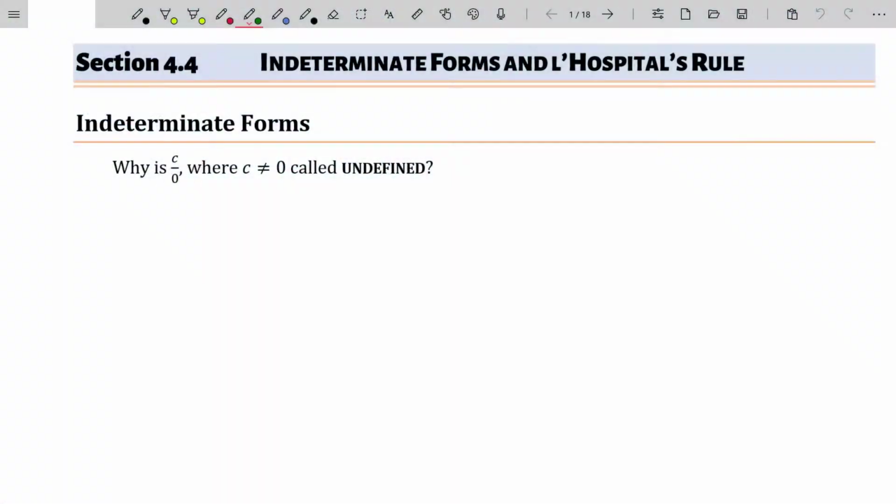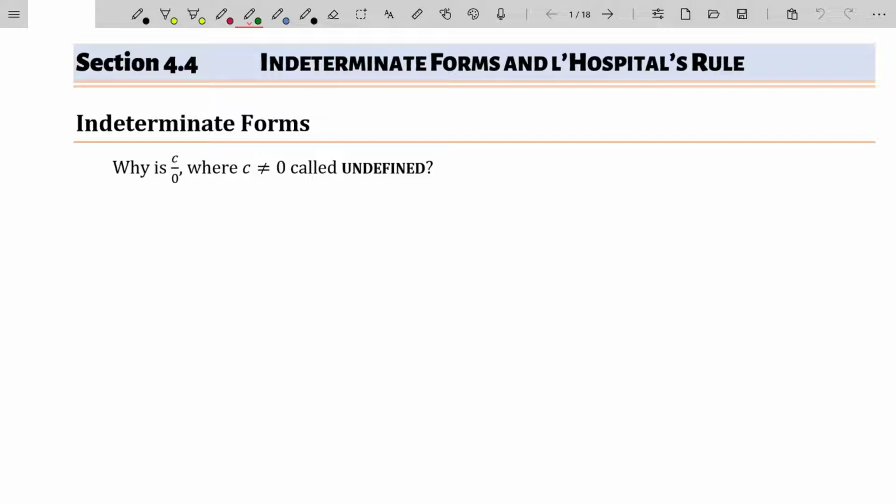Hello, my name is Roy Simpson, professor of mathematics at Cosumnes River College in Sacramento, California. This video starts a series on indeterminate forms and the use of L'Hopital's rule for calculus, specifically a differential calculus course. And you're likely viewing this video because you're in the middle of graphing using calculus.